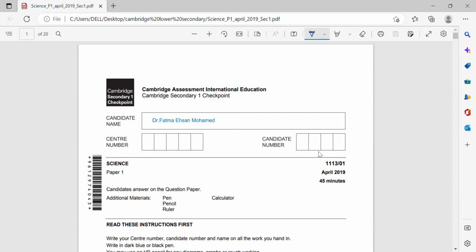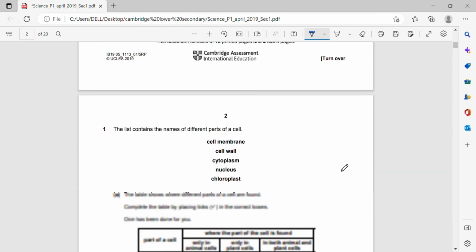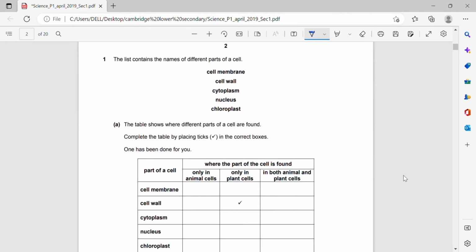Today we are going to solve Cambridge Lower Secondary Checkpoint, April 2019, Paper 1. Question number 1. The list contains the names of different parts of a cell: cell membrane, cell wall, cytoplasm, nucleus, chloroplast. The table shows where different parts of a cell are found. Complete the table by placing ticks in the correct boxes. One has been done for you.